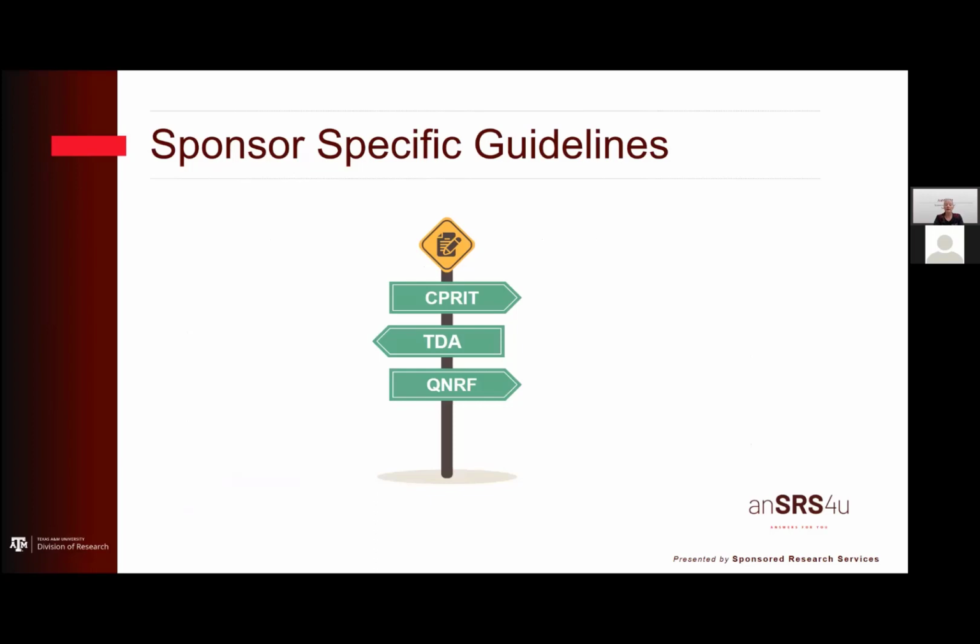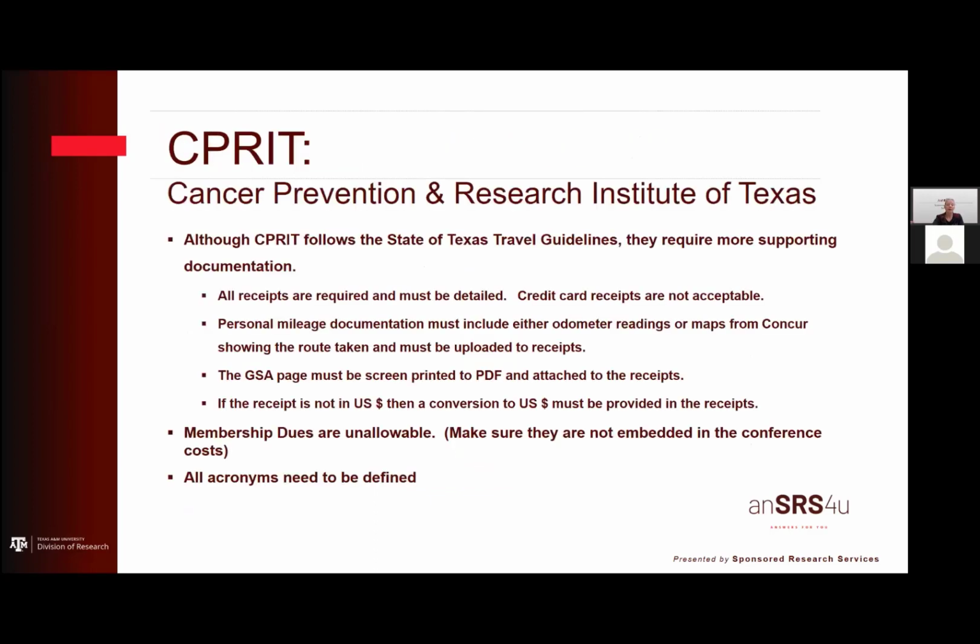Sponsor specific guidelines. CPRIT, otherwise known as the Cancer Prevention and Research Institute of Texas. Although CPRIT follows the state of Texas travel guidelines, they require all supporting documentation to be uploaded into receipts. They request that you give them full detailed receipts showing everything that was eaten. Credit card receipts are not acceptable.